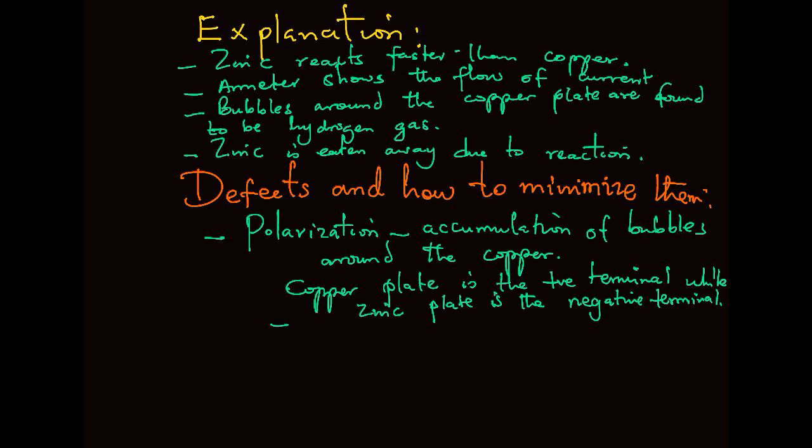The defect of polarization provides an insulation to the flow of current and also sets up some local cells with copper whose electron flow tends to oppose the flow of electrons from the zinc plate. The effect is an increase in internal resistance. So polarization increases the internal resistance.